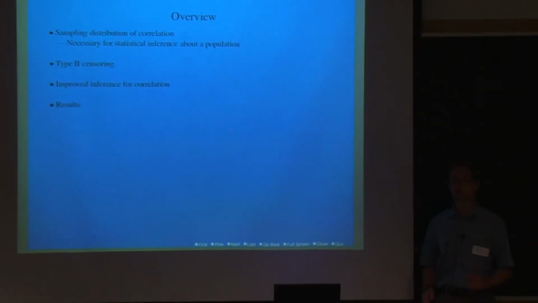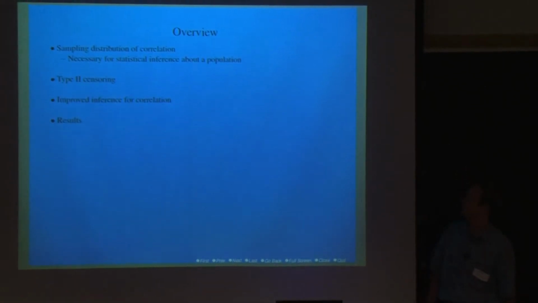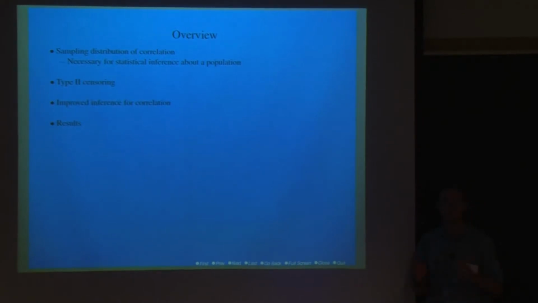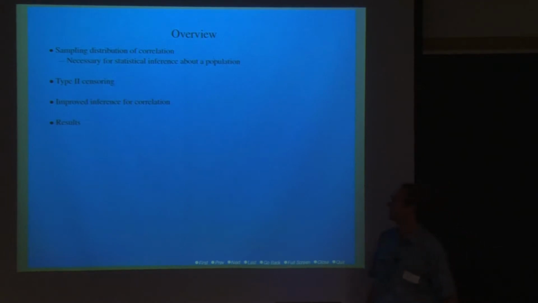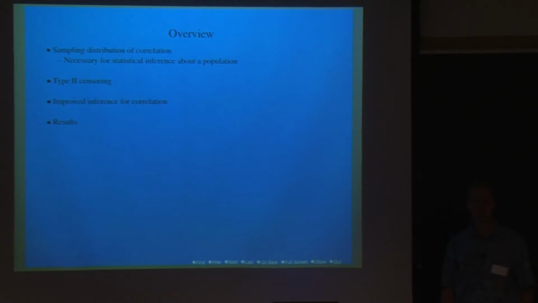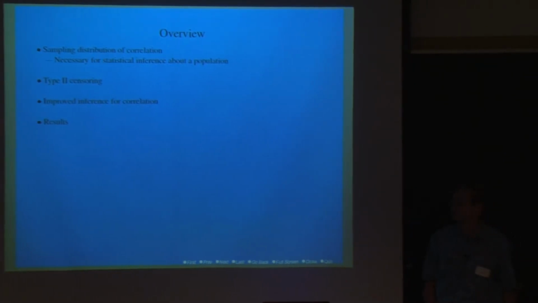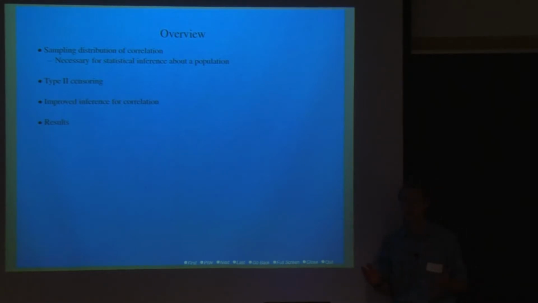So a brief overview of what I'm going to talk about. I'm going to start by talking about the sampling distribution of correlation. Sampling distributions in general are a really important concept. I want to say that now because they're necessary for statistical inference about a population. A lot of your statistical questions are answered by sampling distributions. Then the second thing we're going to talk about is type 2 censoring. Then I'll talk about how we improved inference for correlation over a typical method. And then I'll go over the results.